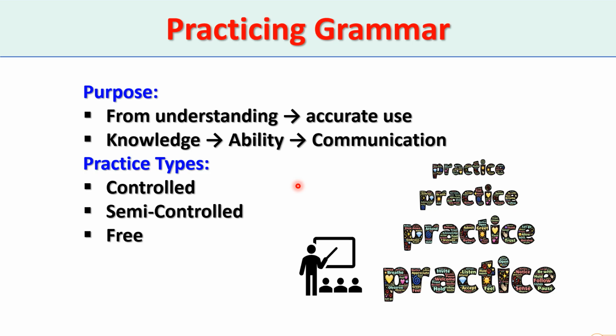The second is semi-control practice. Students have more freedom to create their own sentences while still using the target grammar. For example, using the words usually, coffee, and drink, students can make the sentence like "I usually drink coffee."